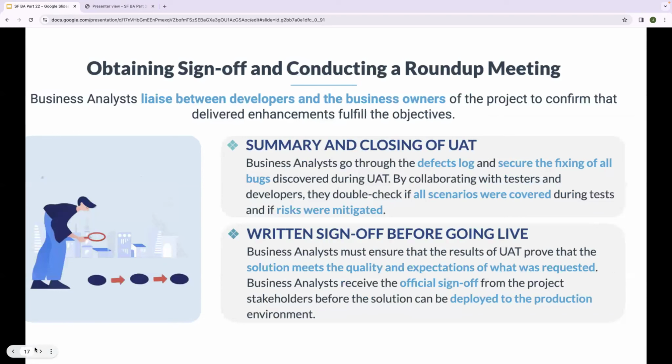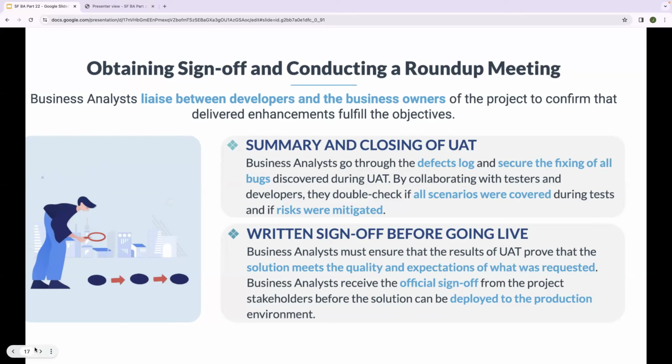Obtaining sign off and conducting a roundup meeting. Business analysts lie between developers and the business owners of the project to confirm that the delivered enhancement fulfills the objectives. Summary and closing of UAT.